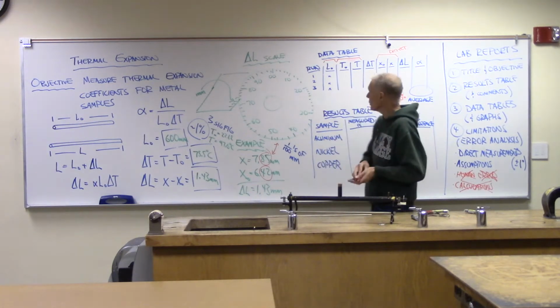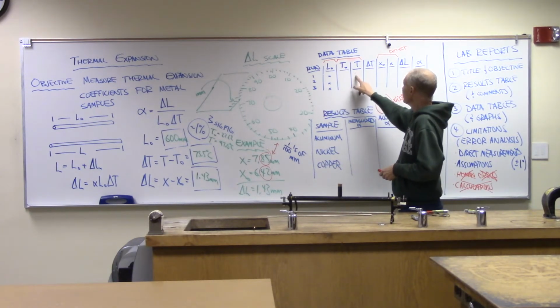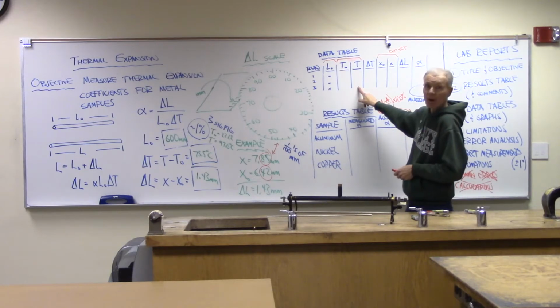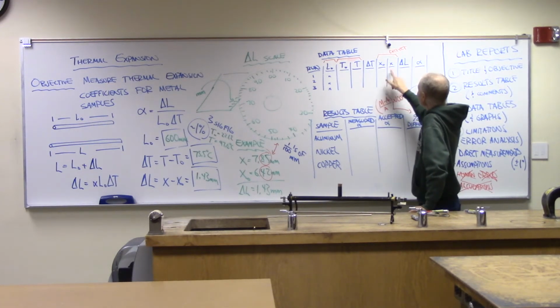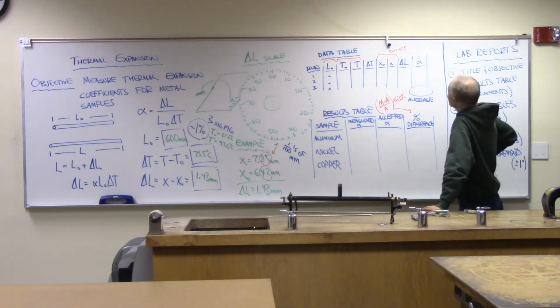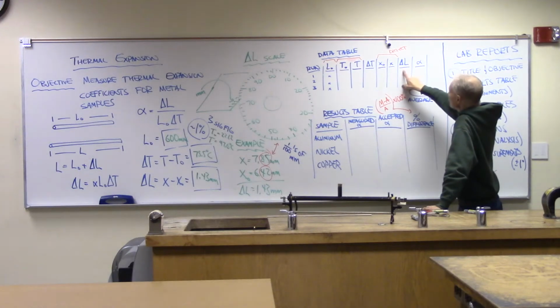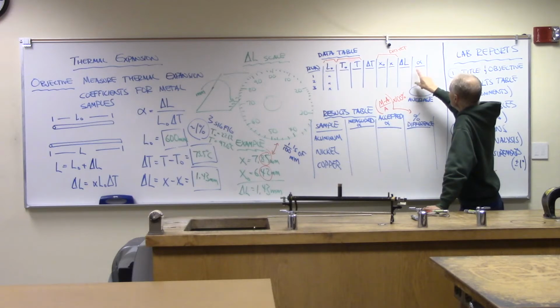But the starting temperature by then could be different. So these entries could be different, if our thermometer, the steam coming through looks different. And then the X naughts and the X for sure are going to be different on each one of these runs. And then we'll calculate the delta T, calculate the delta L, and come up with alpha.